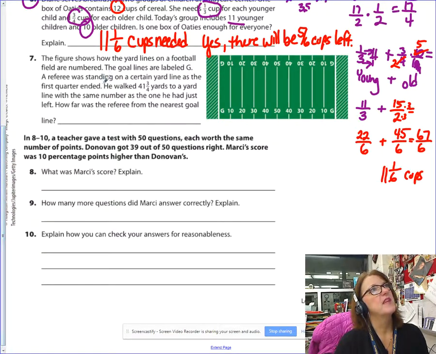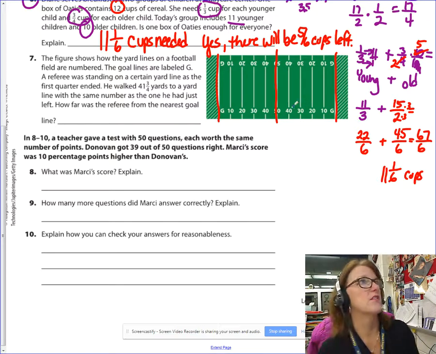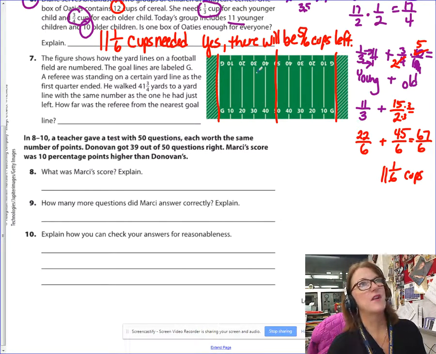Number 7 talks about a football field. Here are your goal lines and the 50-yard line's in the middle, and they don't go from 0 to 100. 50 is in the middle, and then it flip-flops back and forth depending on whose side of the 50 you're on. So it says the referee is standing somewhere. I don't know where, but when the quarter changed, they have to go to the same position on the other side of the field, wherever that may be.